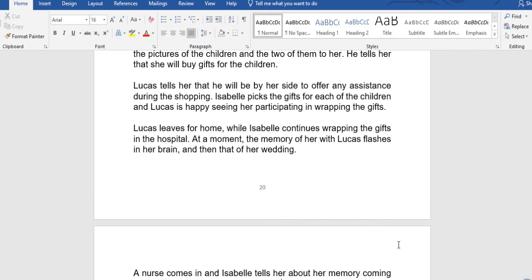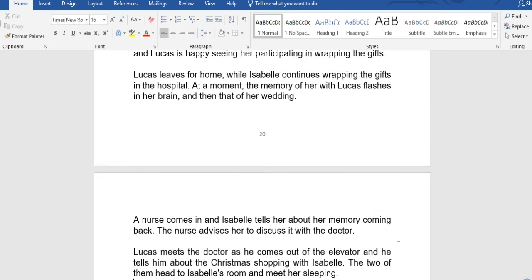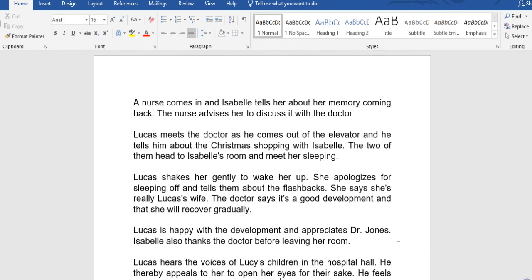Lucas leaves for home while Isabel continues wrapping the gifts in the hospital. At a moment, the memory of her with Lucas flashes in her brain, and then that of her wedding. A nurse comes in and Isabel tells her about her memory coming back. The nurse advises her to discuss it with the doctor.